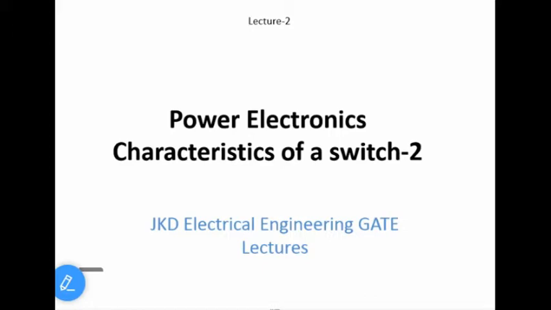In the previous class, we discussed the characteristics of a switch. I hope you enjoyed this. Since this topic is very important, let us further continue our discussion and we'll discuss a number of examples. We'll discuss in detail each example. In most GATE exams, you will find this type of question.